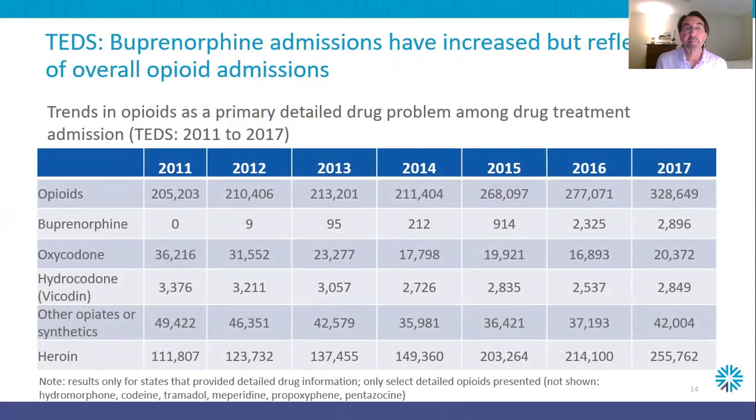So you can see in the TEDS data that if you look at the buprenorphine column, the buprenorphine admissions have increased, although they account for a very small percentage of overall opioid admissions. In 2011, you can see that there were no opioid treatment admissions for buprenorphine as the primary detailed drug problem, but these increased in recent years.